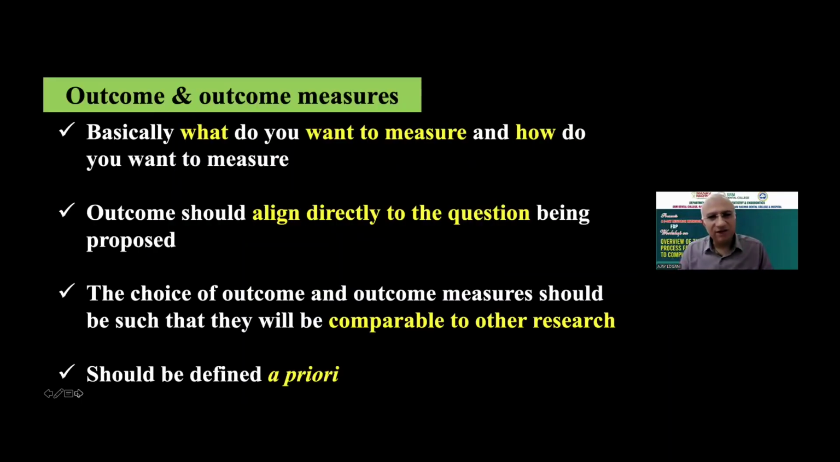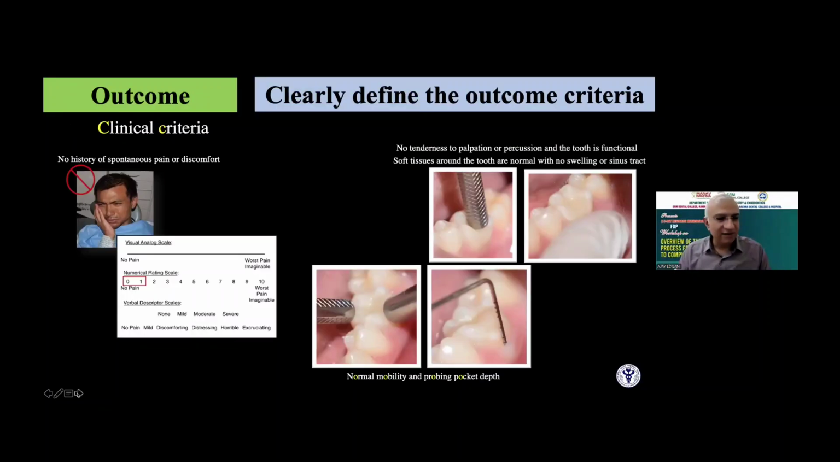As far as the outcome and outcome measures are concerned, the outcome should be able to answer the question being proposed. So basically, it should be able to answer the aim with which you started the study, and the choice of outcome measures should be such that they will be comparable to other research, and obviously these have also been defined before the start of the study. If you have clinical outcome criteria, you cannot change them during the study. You will have to define that I'm looking at pain, I'm looking at periodontal tenderness or percussion. This is the pain scale which you're going to be using. You cannot change it during the course of the study.